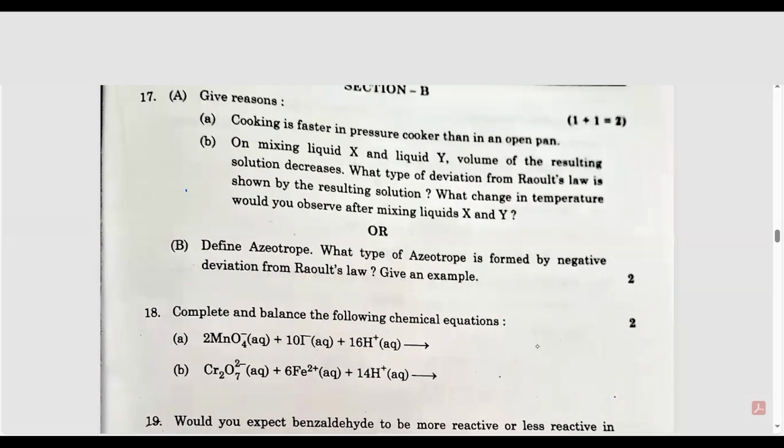The next question was on mixing two solutions, like two liquids X and Y. The volume of the resulting solution decreases. What type of deviation from Raoult's law is shown by the resulting solution? On mixing two liquids X and Y, the volume decreases means which deviation? Yes, it is negative deviation. You will get half mark for that.